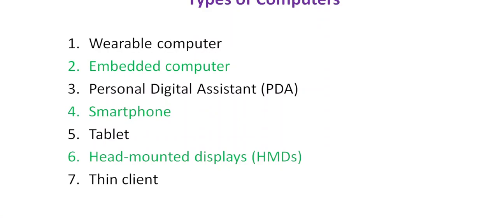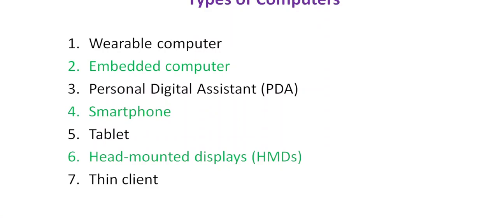A wearable computer, you can say, is something like your watch, which you can wear, which can measure, say, your pulse rate, BP, etc. Embedded computer means in the form of a chip that can be embedded into, that can be placed inside another device. Usually they will be placed inside toys.